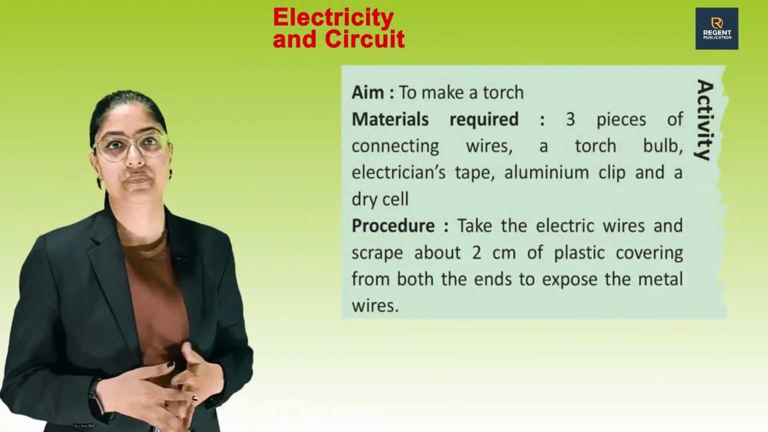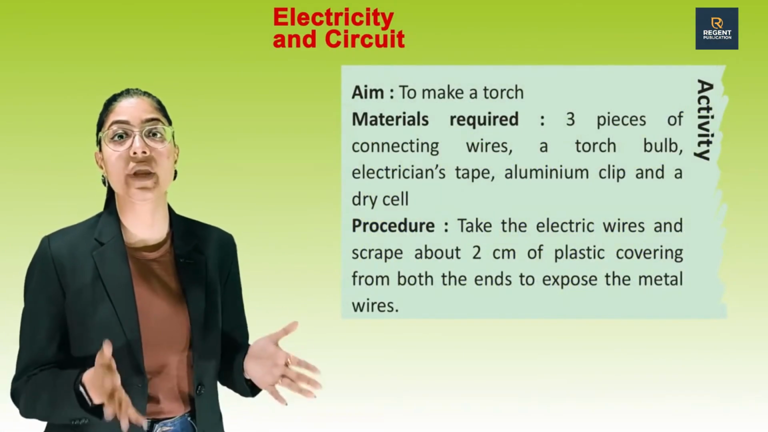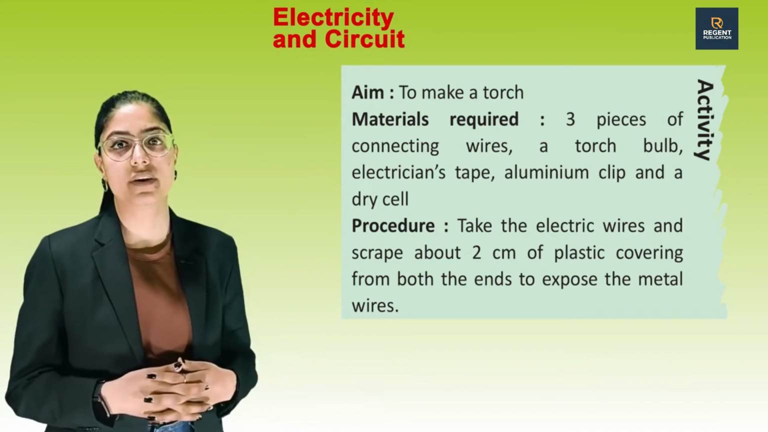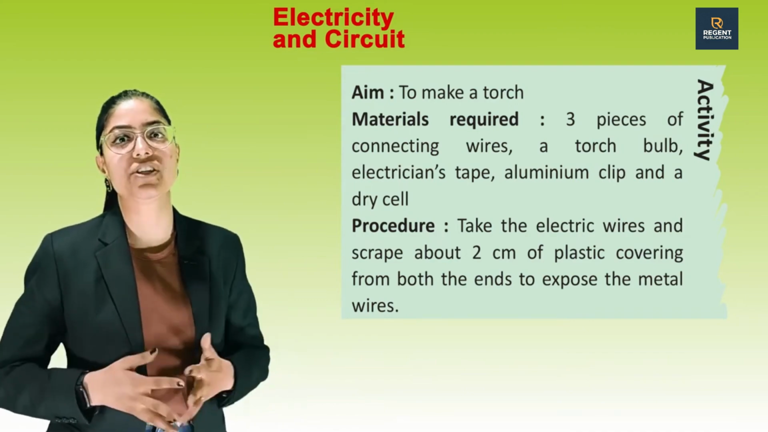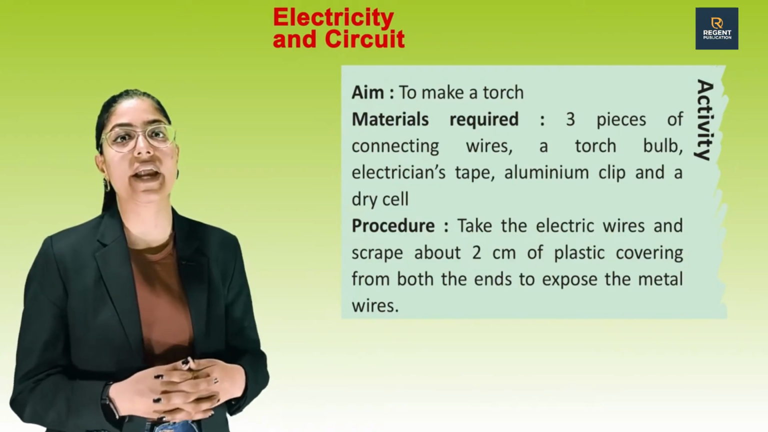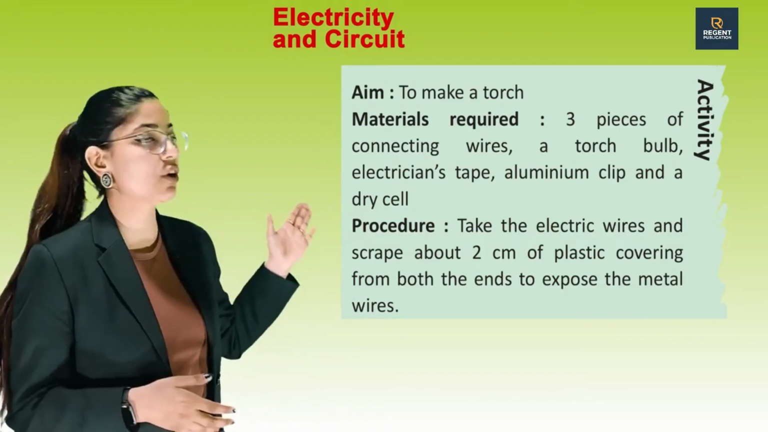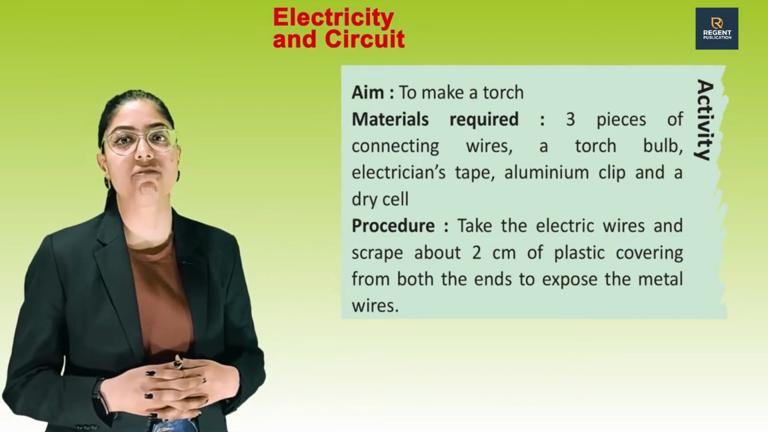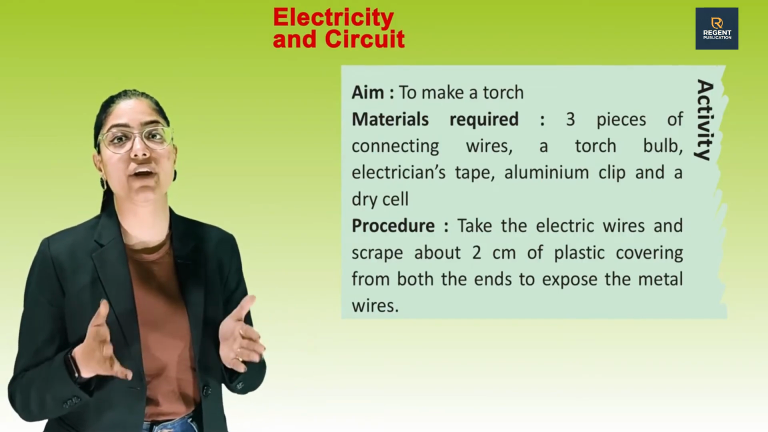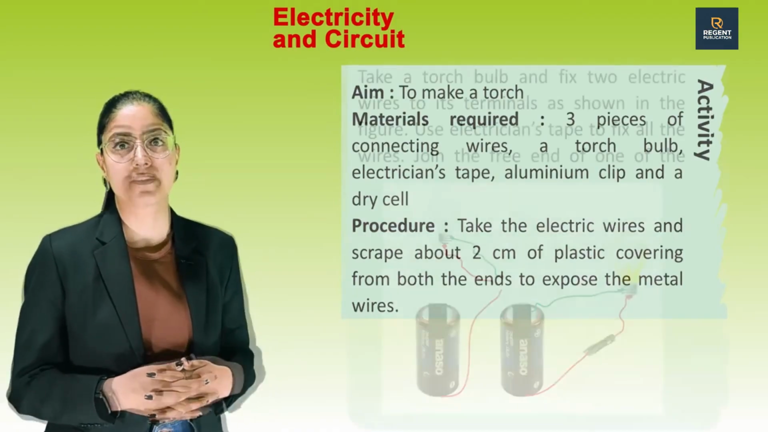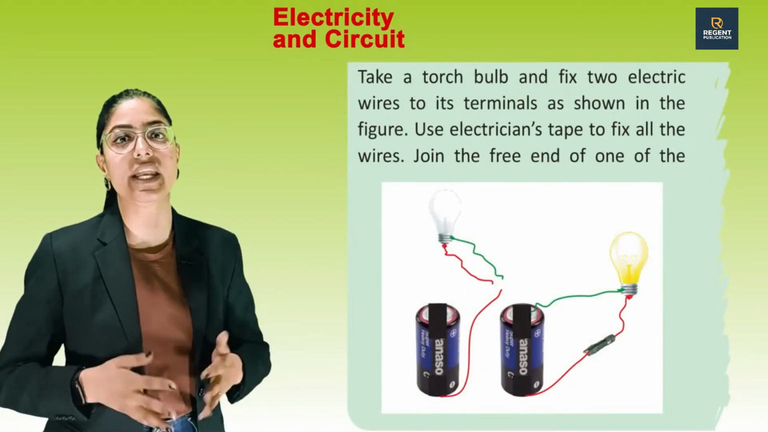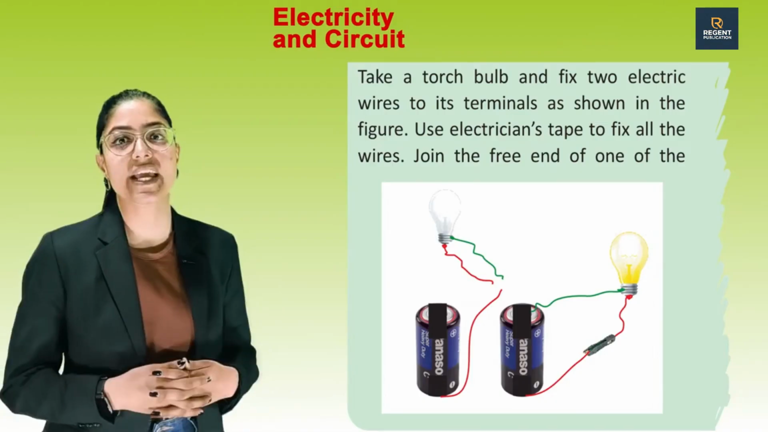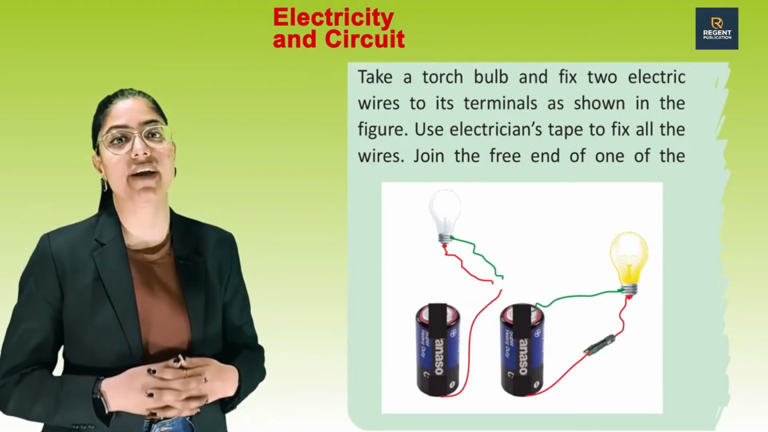Let's see an activity. Aim of the activity: to make a torch. Material required: 3 pieces of connecting wires, a torch bulb, electrician's tape, aluminium clip and a dry cell. Procedure of the activity: take the electric wire and scrape about 2 cm of plastic covering from both the ends of the exposed metal wires. Take a torch bulb and fix 2 electric wires to its terminals as shown in the figure. Use electrician's tape to fix all the wires.